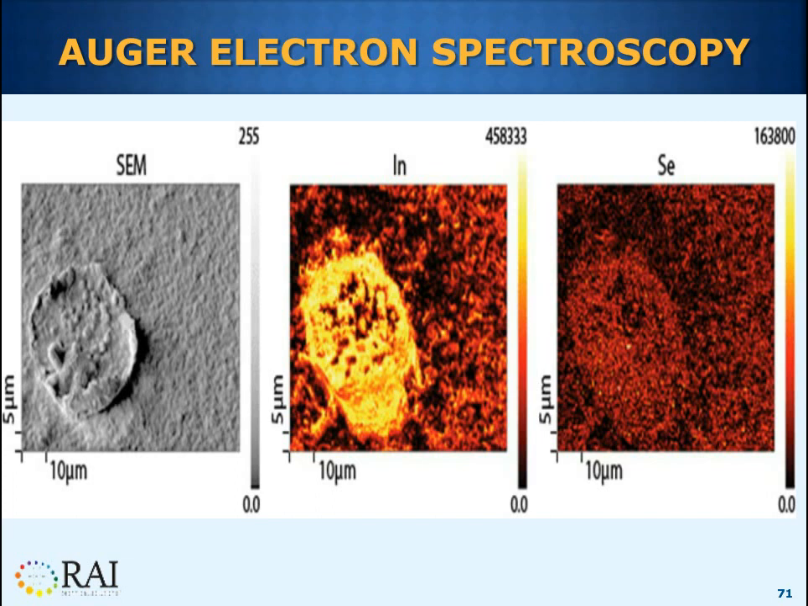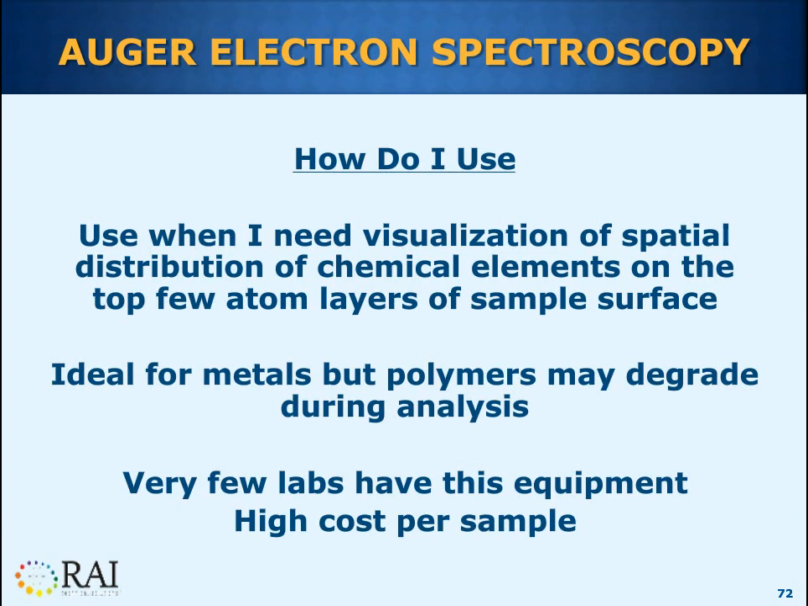So I use Auger spectroscopy when I need visualization of the spatial distribution of the chemical elements on the top few atom layers of a sample surface. This is ideal for metals, but polymers may degrade during analysis, so one has to be very careful when applying this to polymers, such as paints or plastics. Very few labs have this equipment, and it's somewhat costly to run per sample.